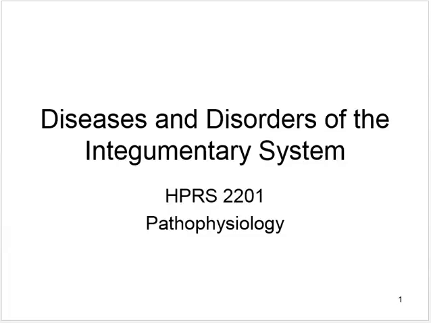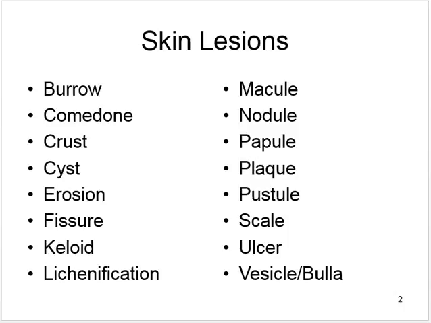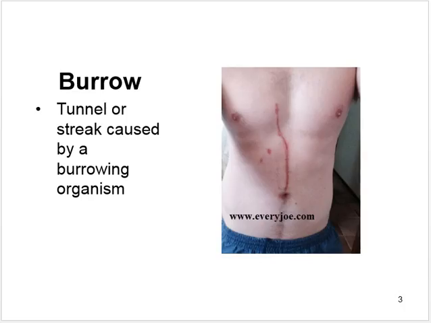We're going to be talking about diseases and disorders of the integumentary system. First thing we're going to talk about are skin lesions. First one is a burrow. This is a tunnel or streak caused by a burrowing organism, such as a spider burrowing.